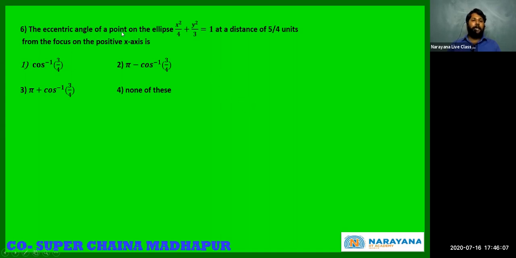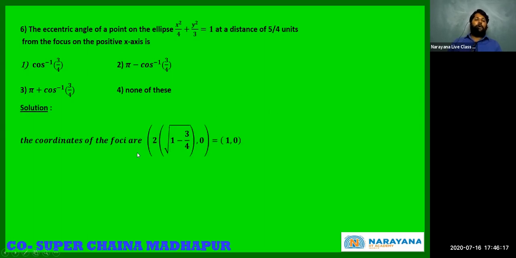Okay. We need the eccentric angle such that its distance is 5 by 4 units from the focus on the positive x-axis. We know the coordinates of the foci are simply (±ae, 0), and we want the positive x-axis, so (1, 0). How did we get e? e is the root of 1 minus b square by a square. That is what gives me e. So ae, 0 gives me 1, 0.